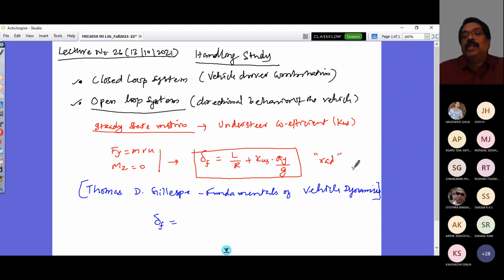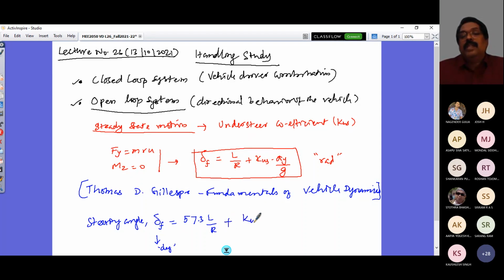If it is to be changed into degrees, you would have this L by R multiplied by 57.3, so 57.3 times L by R. How does it come? 2 pi radians is equal to 360 degrees. So 360 by 2 pi is the multiplication factor that comes here. If that is so, this would be in degrees. So what is this? It's called the steering angle, right? Steering angle of the wheels which are interacting with the ground.